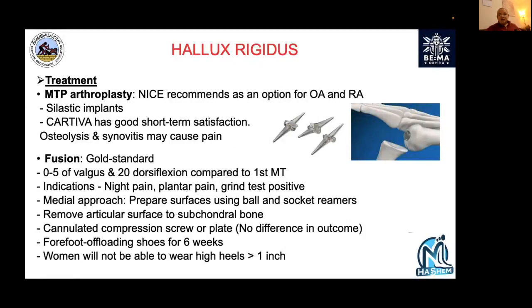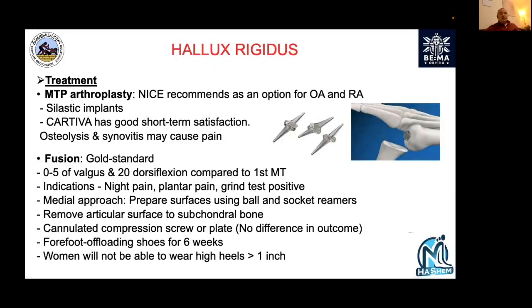Fusion on the other side remains the gold standard. Easy operation, quick one, the first operation for any foot and ankle surgeon to do. You need to understand where you want to put your fusion, where you want your hallux to be after fusion. So you need to keep the hallux in about 5 degrees valgus, in about 20 degrees dorsiflexion to clear the ground, and as much as you can in neutral rotation. So the position of fusion of the first MTP is 0 to 5 degrees valgus, 20 degrees dorsiflexion, and as much as possible neutral rotation.